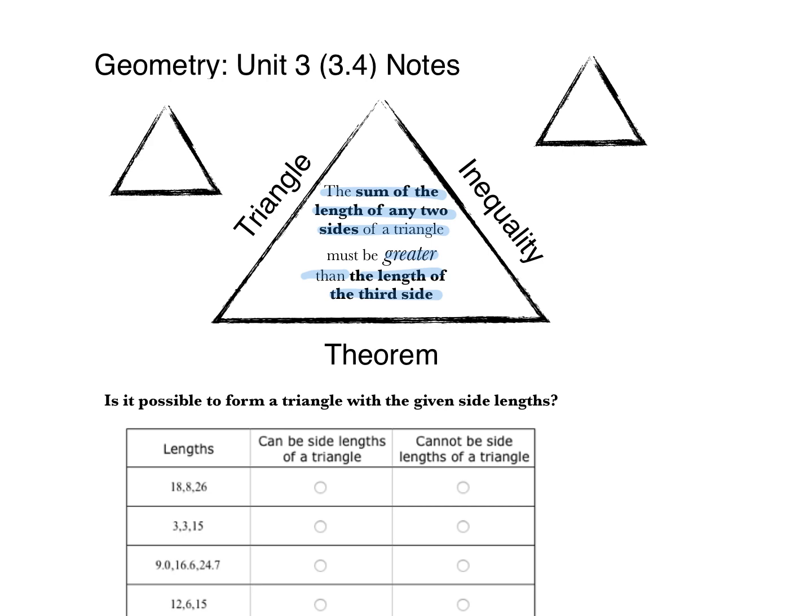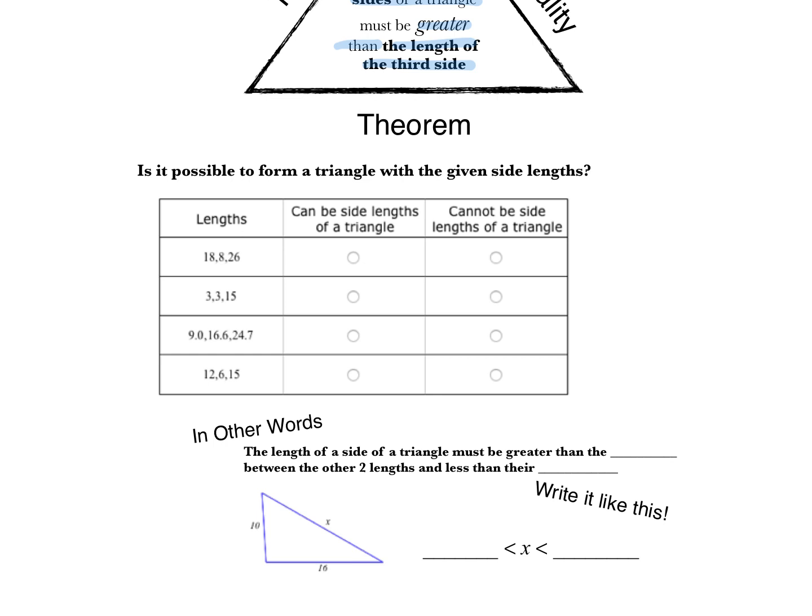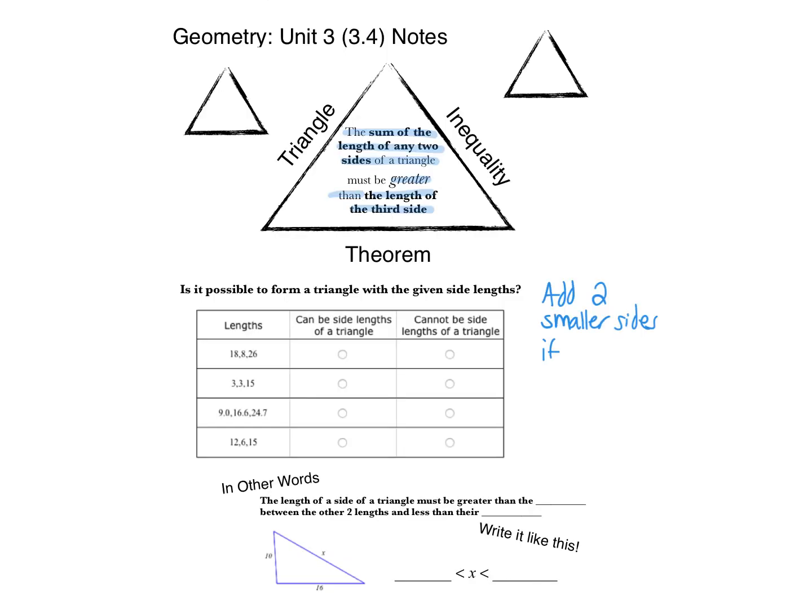Now, what does it actually mean? What you're going to be given is the side lengths of a triangle, and you have to determine whether they can be a triangle or not. So what you are going to do in order to solve this is add the two smaller sides together, and if they are greater than the length of the third side, then they are a triangle. Then they make a triangle.